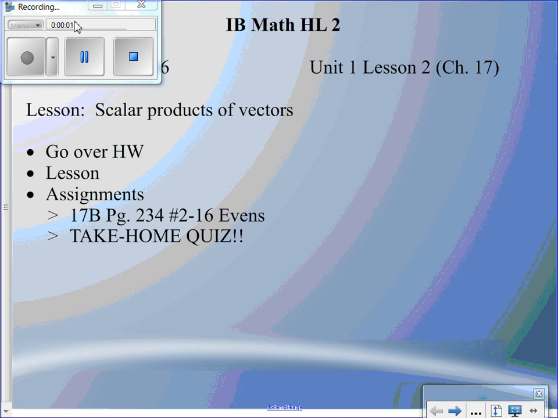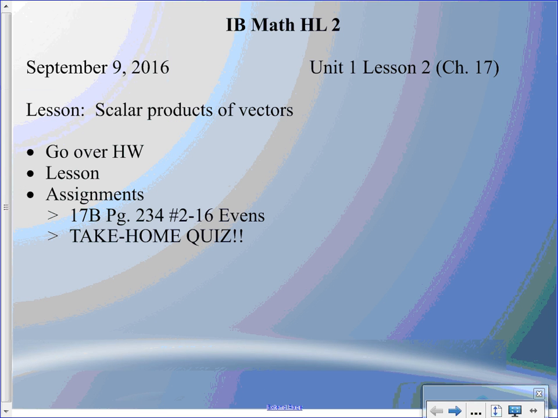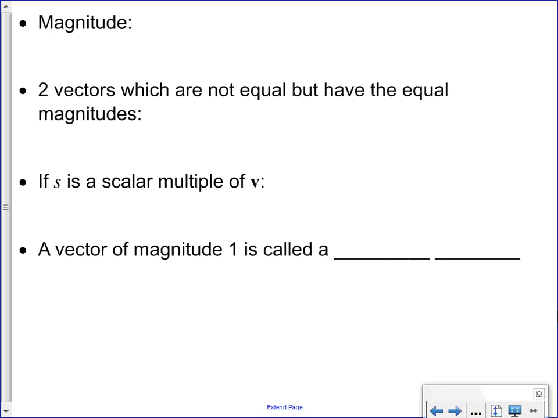So today we're talking about the scalar products of vectors. The magnitude is the length. That's right. The magnitude is the length of the vector.